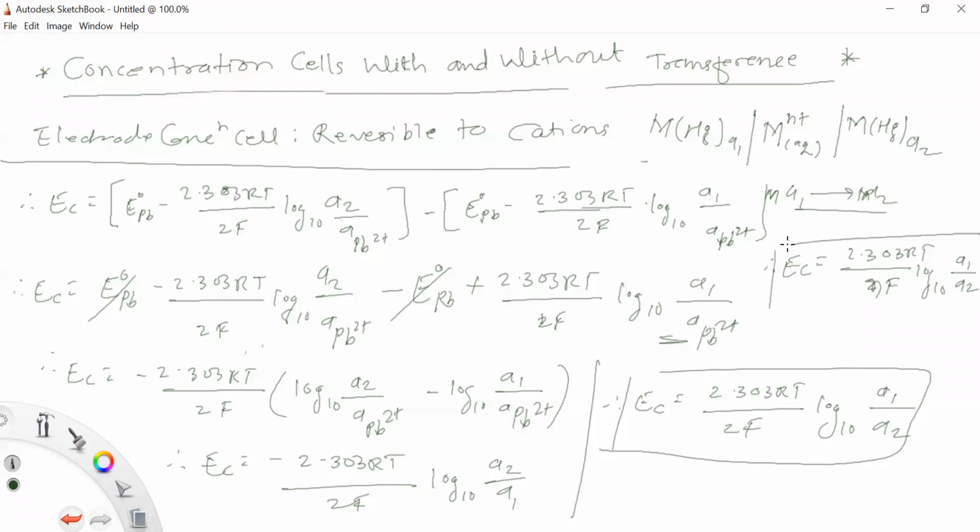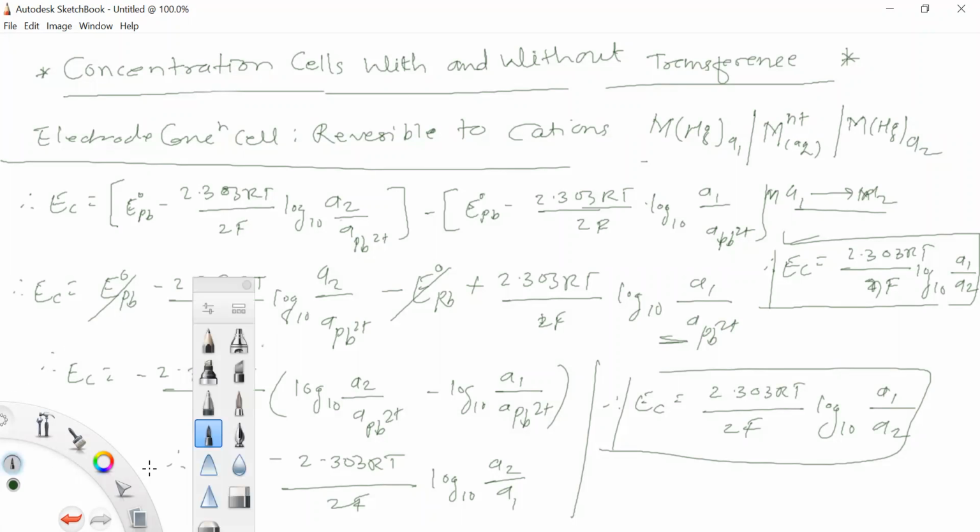This is the general EMF equation for any amalgamated concentration cell where it is reversible to cations. So this is without transference, sorry, it is without transference, because this is not a chemical change, it is only the transfer of one concentration of the electrode to the other electrode. There are no chemical changes occurring here.